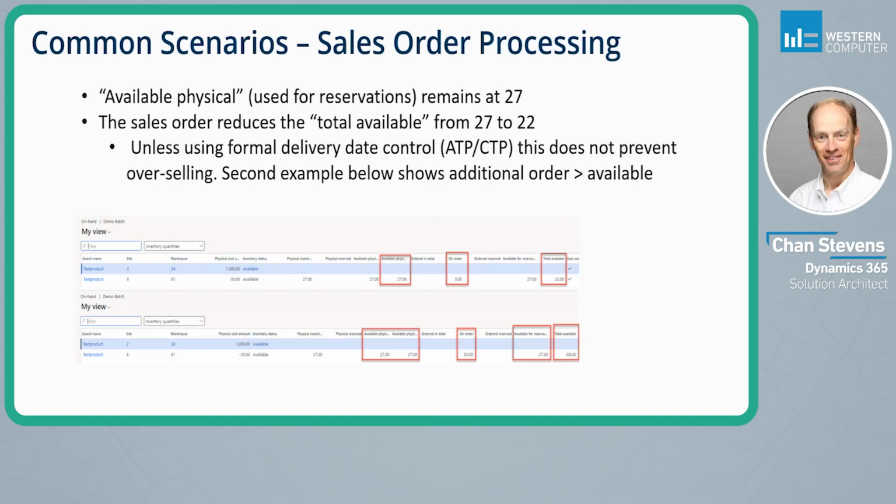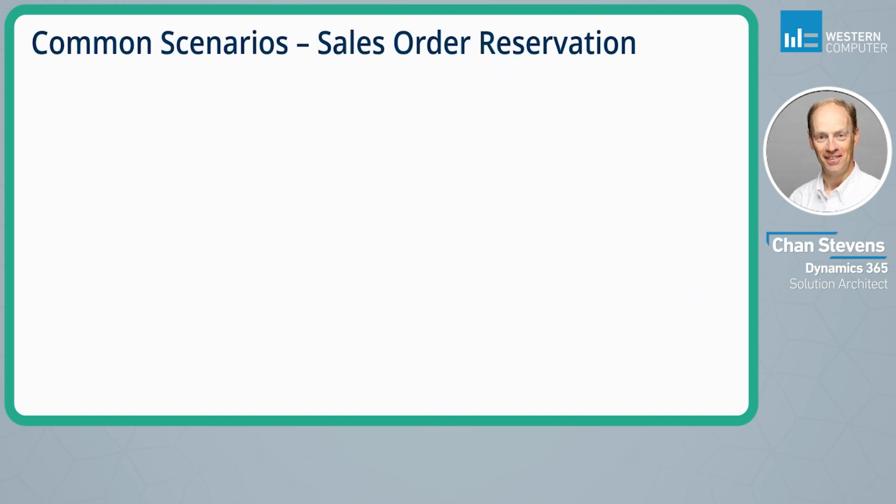I don't have negative 28 inventory. I just have oversold beyond what I have on hand and available. Okay, so now this is where a reservation might come in handy, because I have two different requirements, two different orders competing for the same on-hand and available quantity of 27.